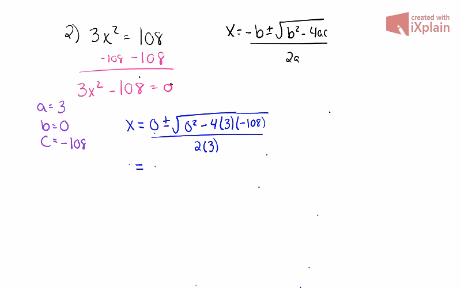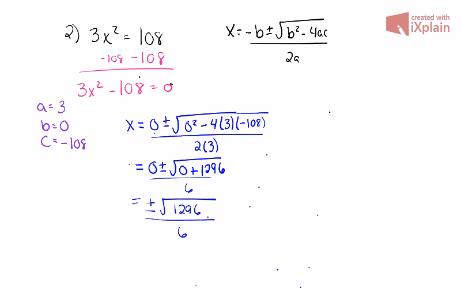And now I'm just going to start simplifying. So I still have my 0 plus or minus the square root of, well, 0 squared is just 0. And then if I do negative 4 times 3 times negative 108, I get a big number. I get positive 1,296 all over 6. Right? And now I'm just going to keep simplifying. So 0 plus anything doesn't really matter what 0 was. So I'm going to take the square root, positive or negative square root, of 0 plus 1296, which is just 1296 divided by 6.